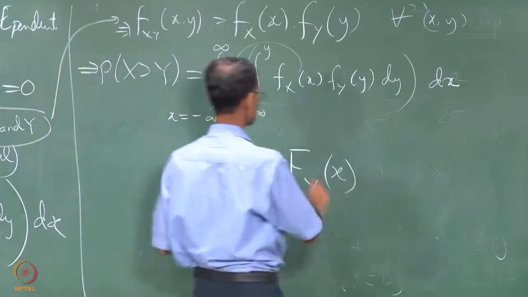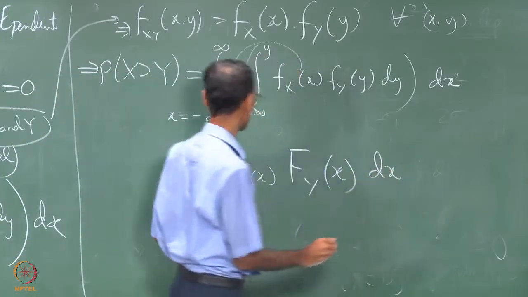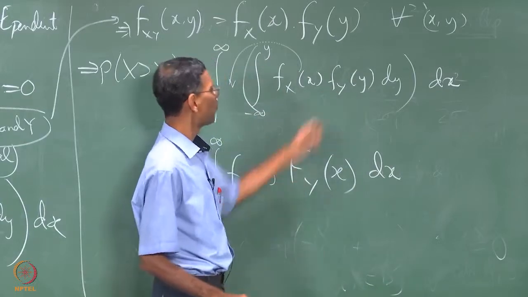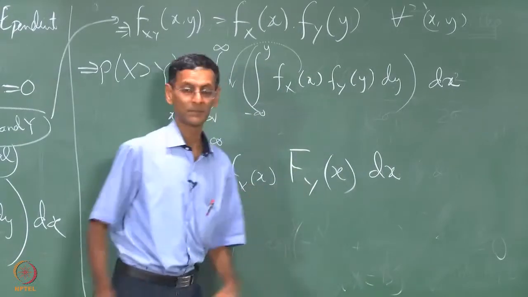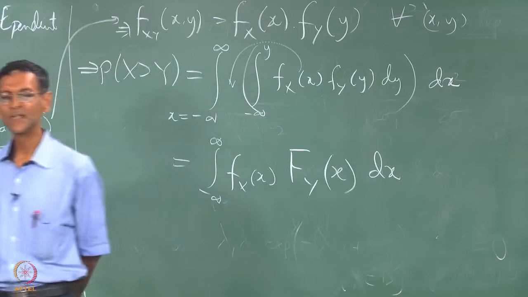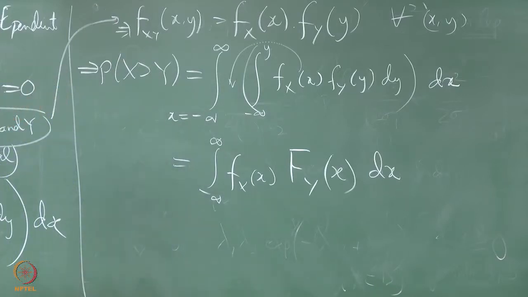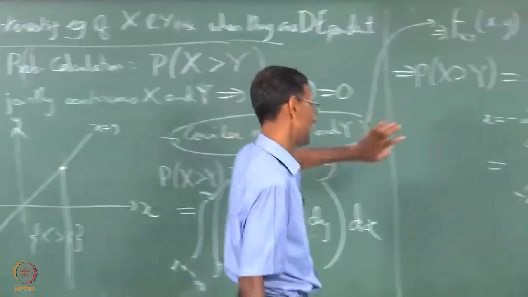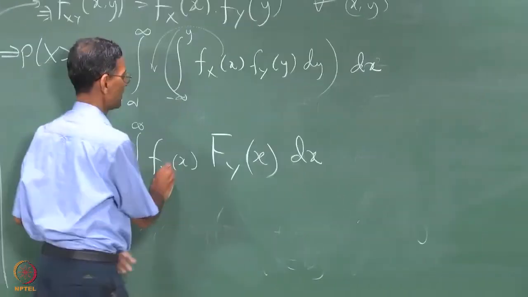So this is an interesting integrand now. It involves a combination of the CDF of the one and the PDF of the other. This is true, right? All you require here is that x and y are independent. You do not require them to be identically distributed. Of course, you can't proceed beyond this. You have to stop here because you don't know what.